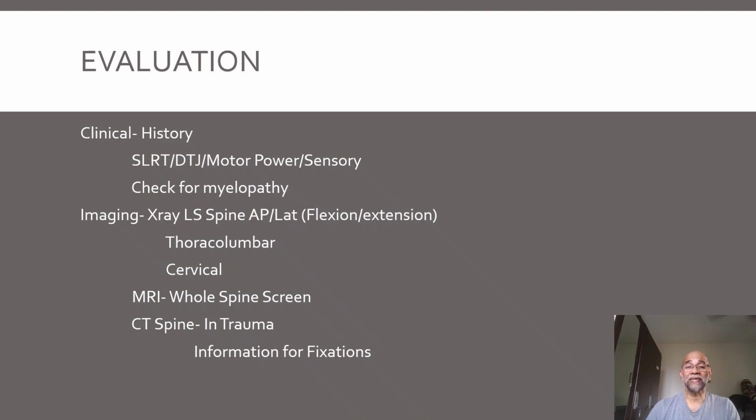Imaging includes plain X-rays. An X-ray of the thoracolumbar spine is important, especially in a person who had a fall, because the thoracolumbar junction is the most common site of compression fractures occurring after a fall. The cervical vertebrae are also screened by an X-ray, which shows us the loss of curves, and it can show us the degree of spondylosis. An MRI whole spine screen will show us neural elements, disc degenerations, compressions on the nerve.